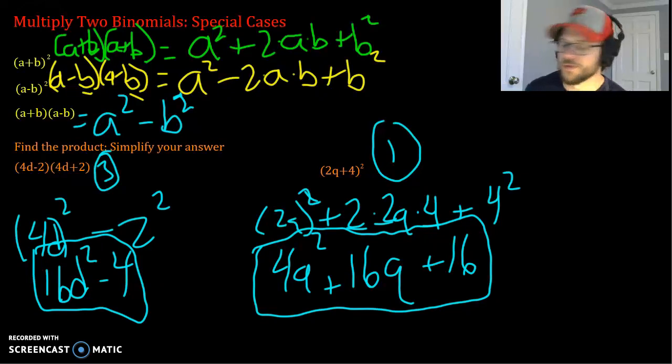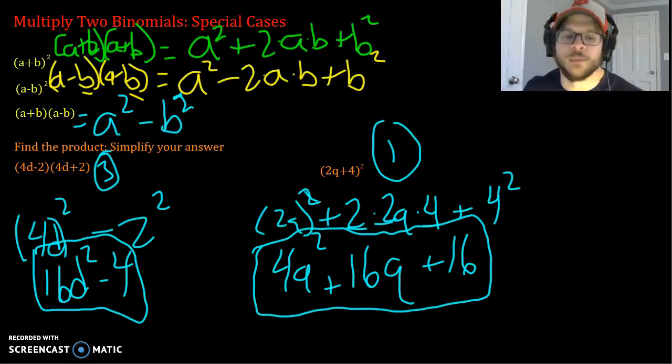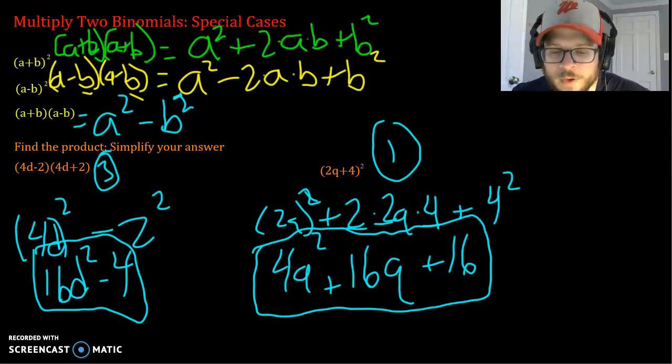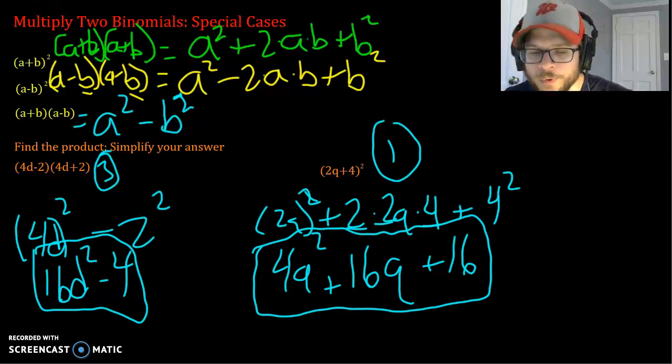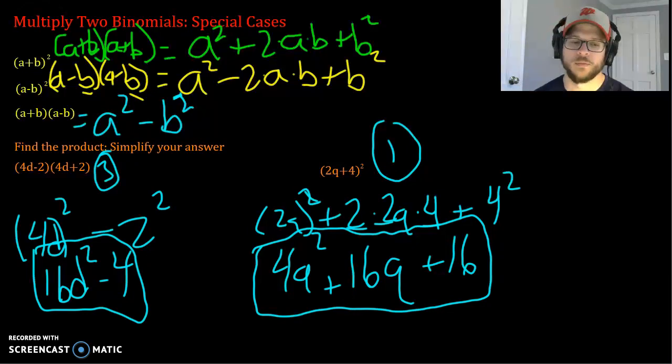Now, knowing these special cases does make it a little bit easier to finish these problems. As you notice, it did not take me as long to finish these as in the last section. But if you are ever caught in a jam and you don't remember, you can always use the same box method or the same FOILing method to solve these multiplications of two binomials.